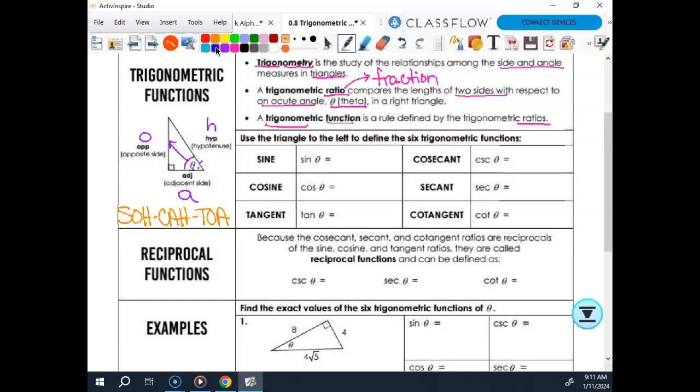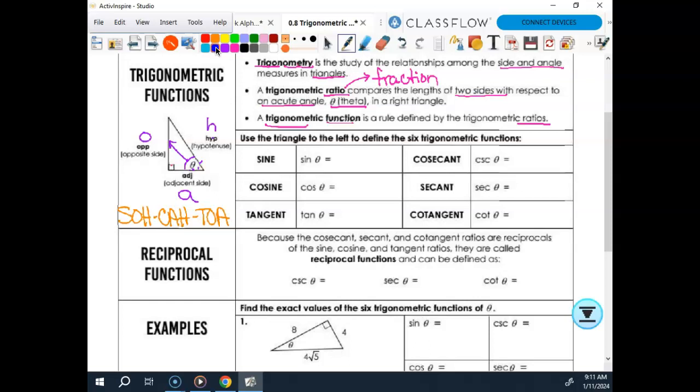Because basically, if you can get sine, cosine, and tangent down, you're golden, right? Because of the way they're related. So you have sine, cosine, and tangent. Cosecant, secant, and cotangent are the reciprocals of them, okay? And you have to be able to pair them up correctly, which is tricky for some students at first.